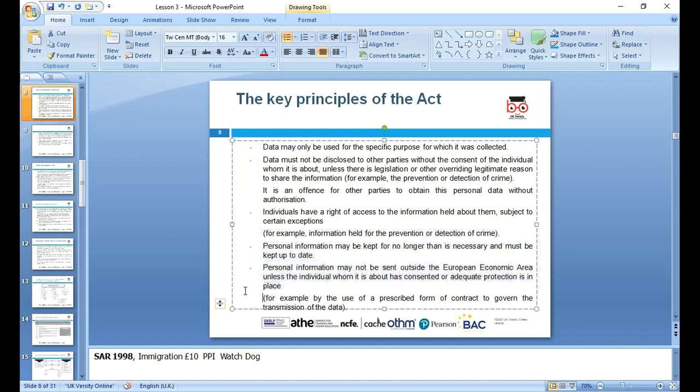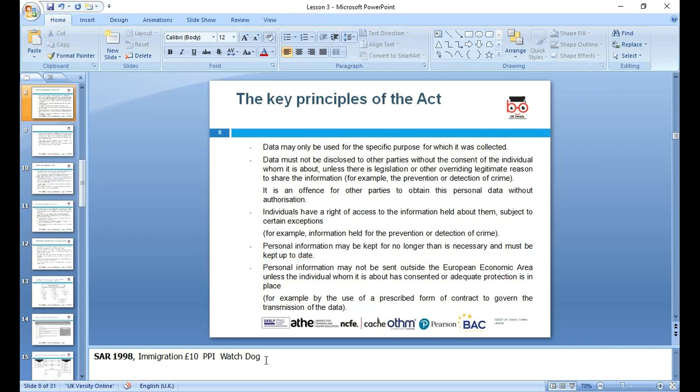Personal information must be kept no longer than necessary. So maybe you only keep it 12 months, 2 years, whatever is necessary. Personal information may not be sent outside. For example, we want to move a call center abroad, to Asia.